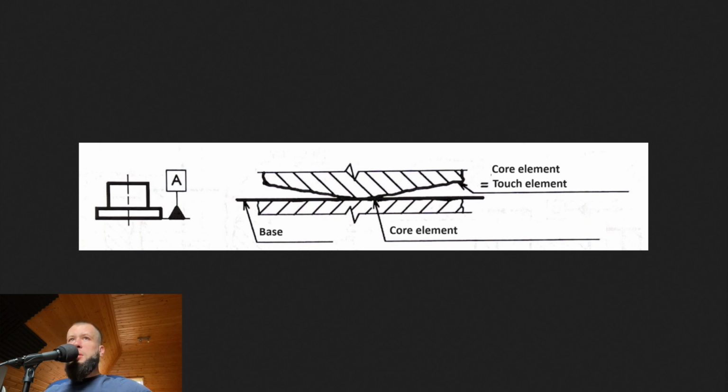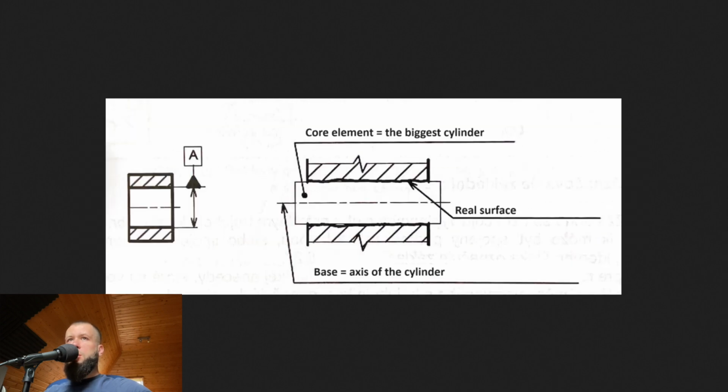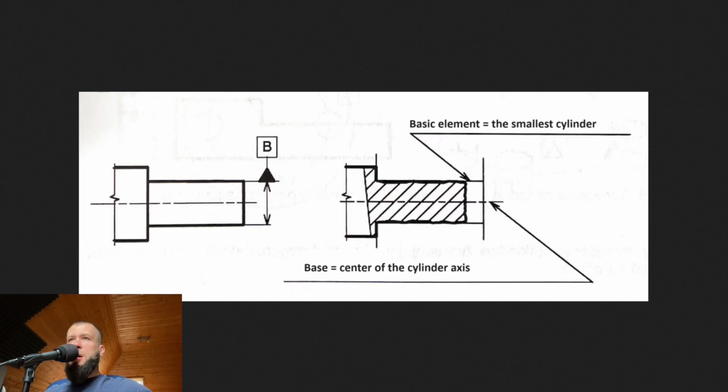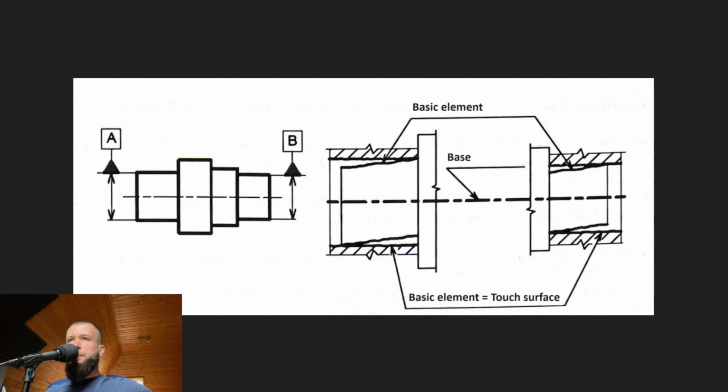A base feature is an actual feature of the part, such as an edge, face, or hole used to determine the location of the base. A substitute base element is an actual surface of corresponding correct shape, such as a plate, bearing, or shaft, touching the base element and used to define the base. You can see examples of determining bases in these pictures.